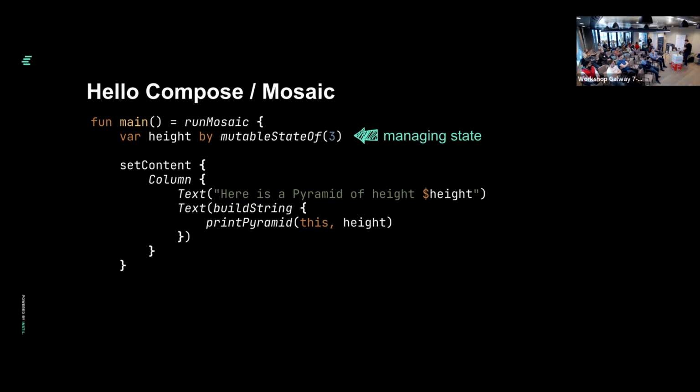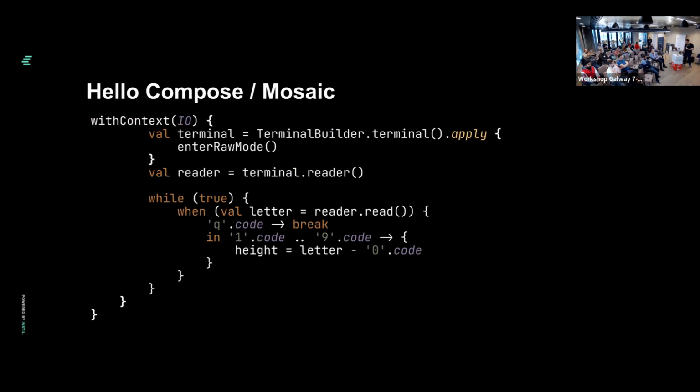So our user interface here is represented using a DSL. You see we've got columns and text blocks and all that kind of thing. And then finally, we've got the code to read a value from the console. We read a value from the console, use that to calculate the height, and change the height variable. Whenever we change the height variable, that alters the state of the GUI, and it's going to get re-rendered. So this is all being done by Mosaic.